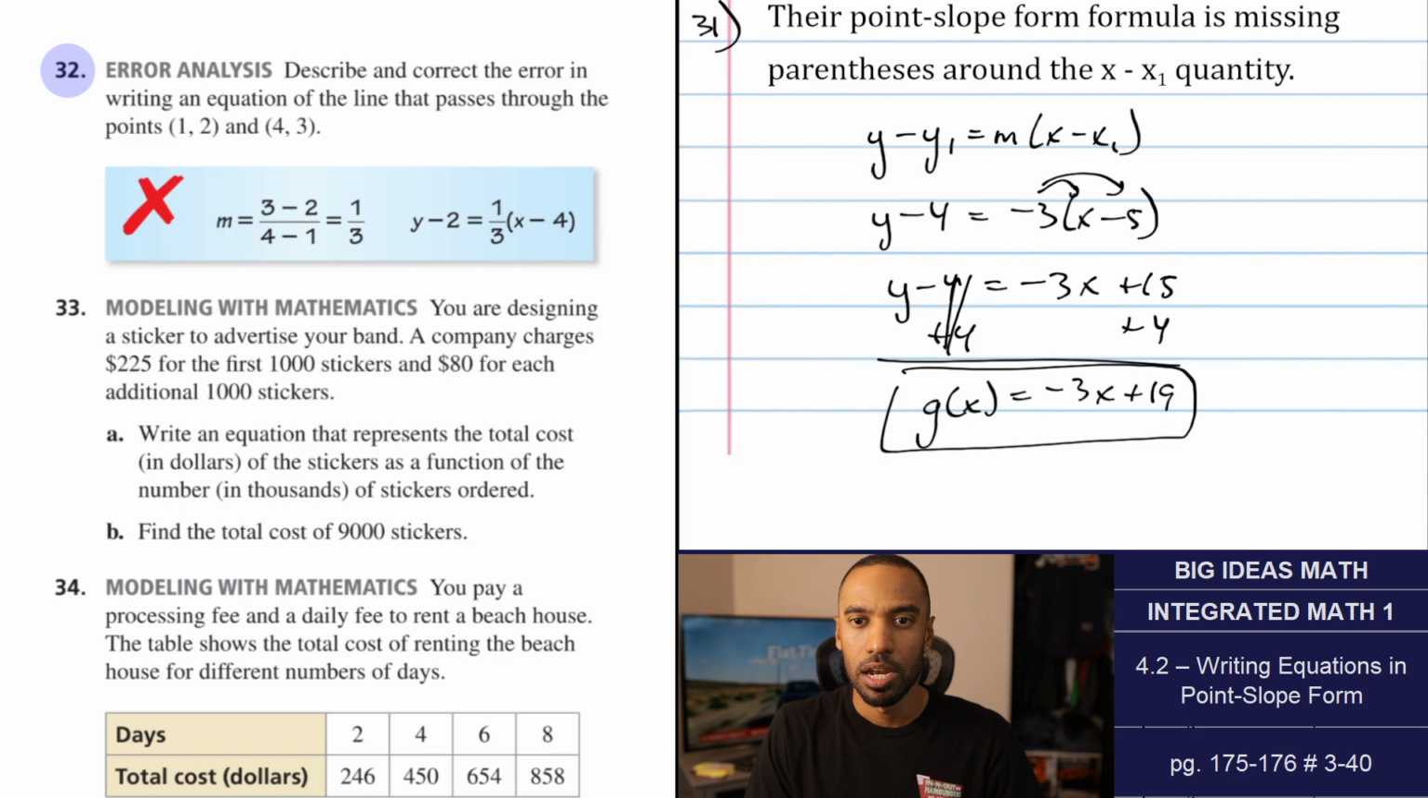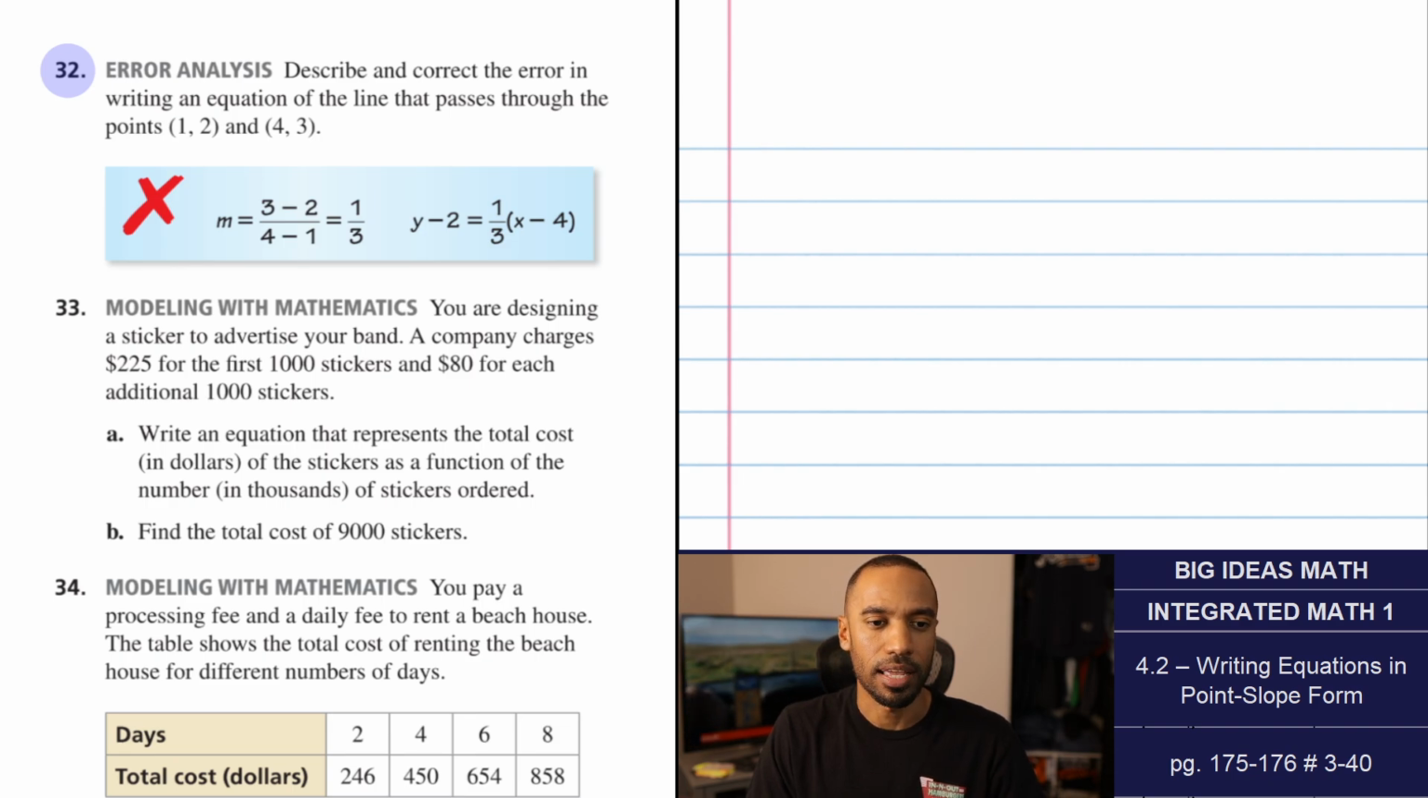9 more questions? Number 32. Error analysis. Oh, so there are 2 error analyses. Describe and correct the error in writing an equation of the line that passes through the points (1, 2) and (4, 3). They first go for slope. Let's see how their slope's looking. 3 minus 2 over 4 minus 1. That's good. y's and x's. That's 1/3. So far, so good. Slope is good. y minus 2 equals 1/3 times x minus 4.